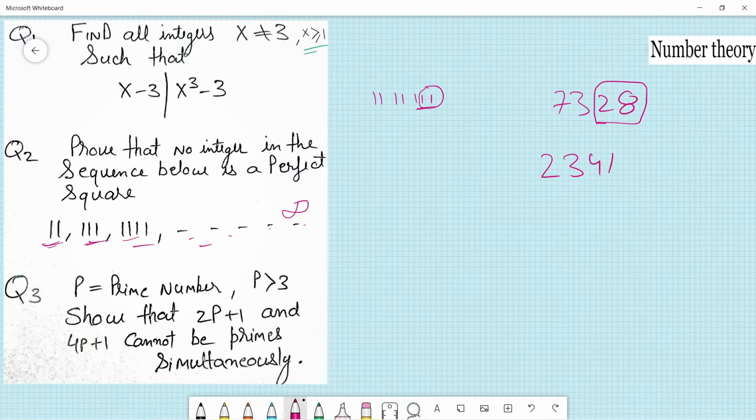2, 3, 4, 1, 7, 3. This number is not divisible by 4 because the last two digits are not divisible by 4. This is the divisibility rule by 4. So we have taken an arbitrary number, any number from this sequence, 11, 111, 1111. Its last two digits will be 11. This number is not divisible by 4, that we know.